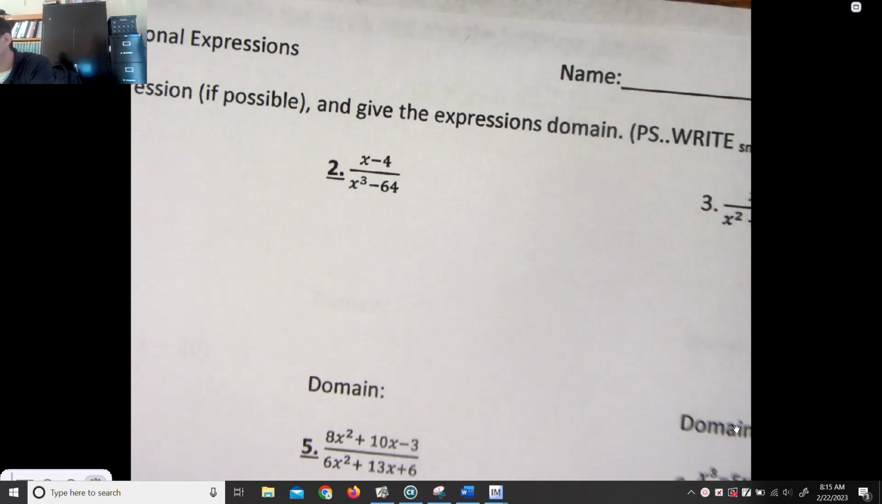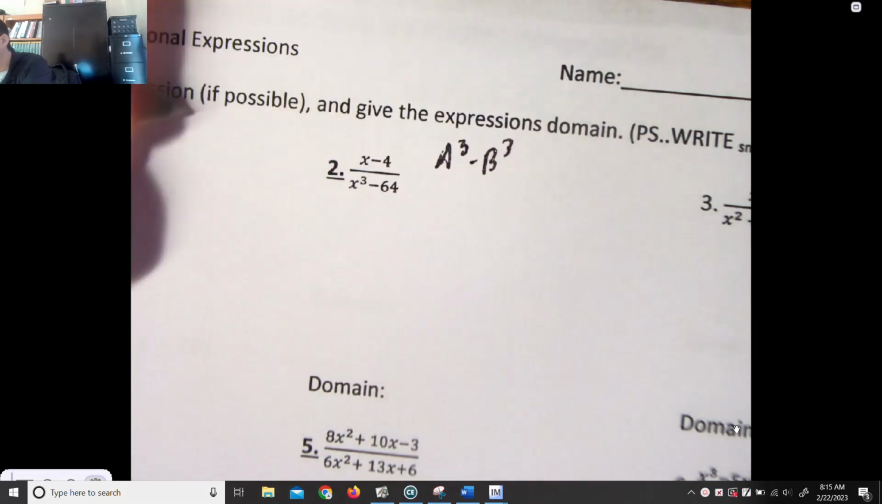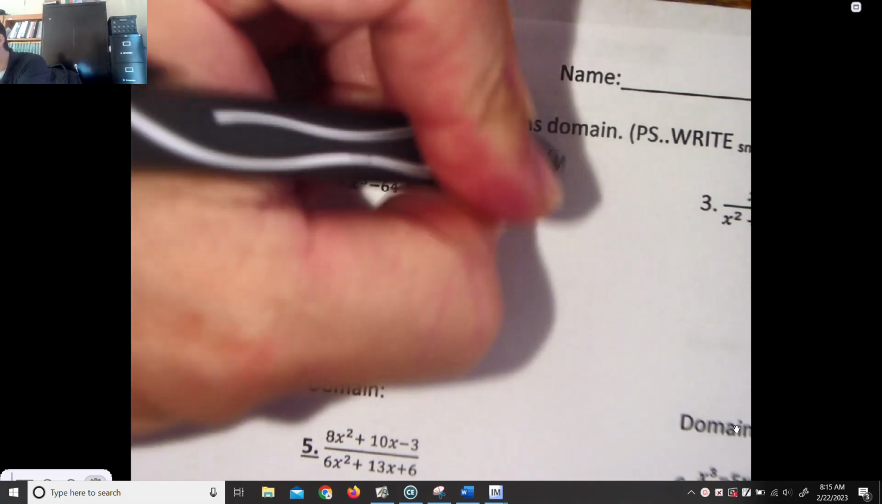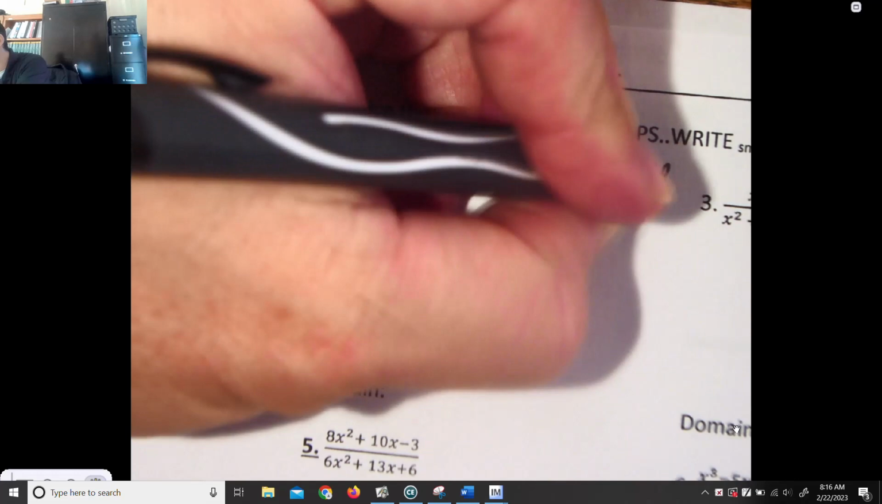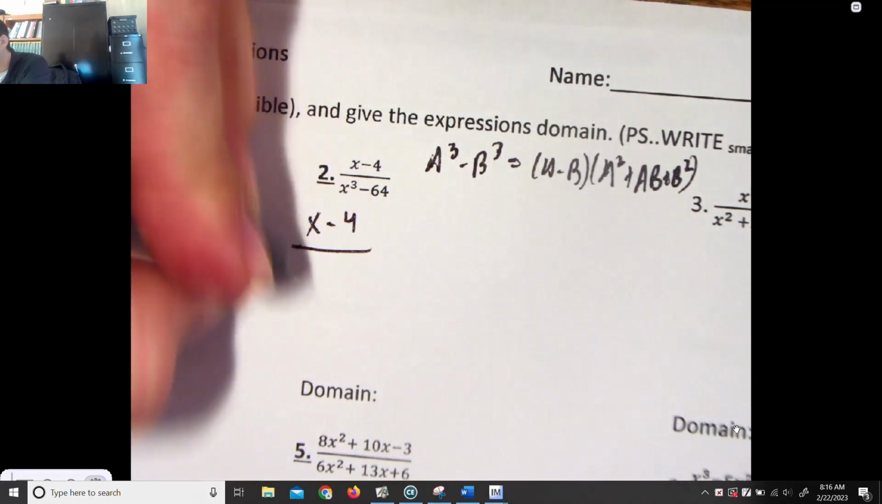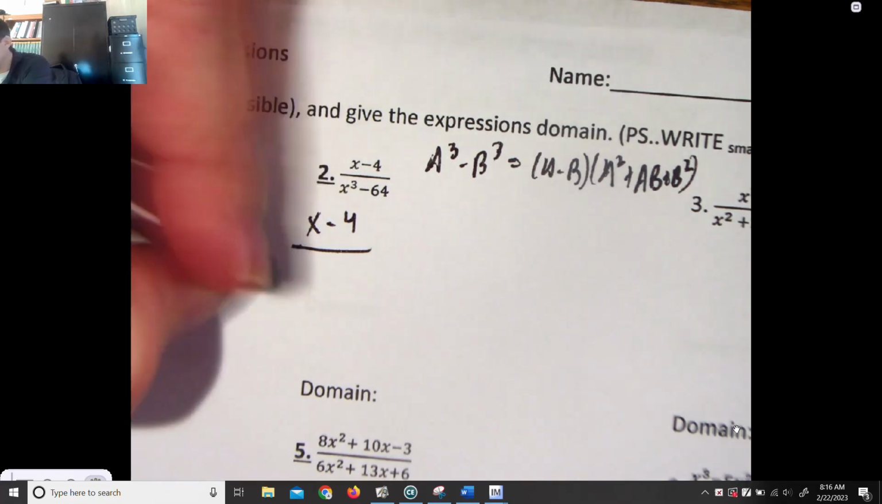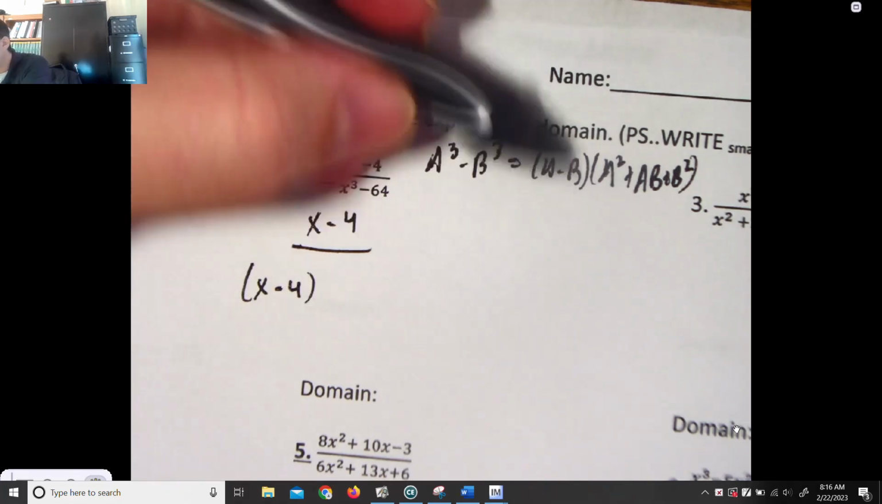So here's number 2, and I noticed this right here. That is the a cubed minus b cubed pattern, which is going to factor as a minus b, a squared plus ab plus b squared. So there's an x minus 4 up top. To create an x cubed, I need an x. To create a 64, I need a 4. And then I'm going to do this part.